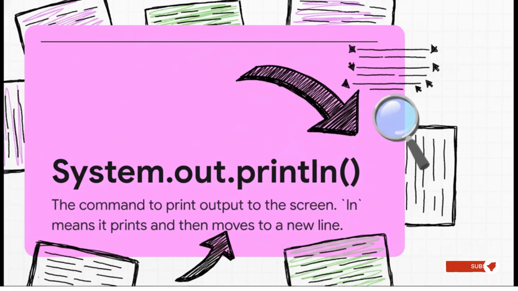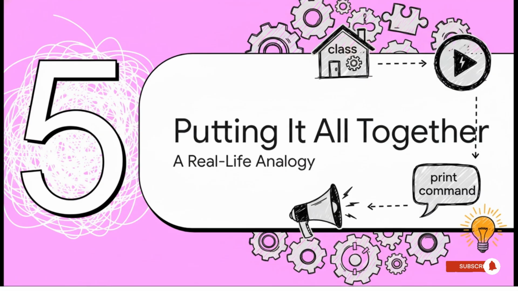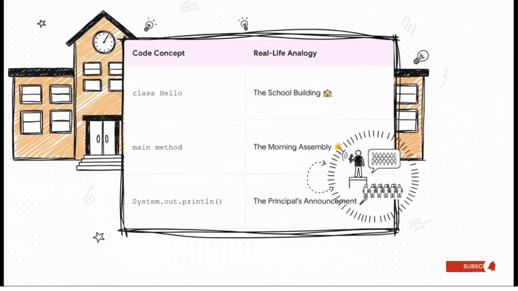Pretty straightforward, right? Okay, so we've looked at all the individual parts, the class, the main method, and that print command. Now, let's tie it all together with a super simple analogy that's going to make this whole structure just click. Here it is. I want you to think of your class Hello as the entire school building. It holds everything. Now the main method, that's like the morning assembly. It's the one place where everything officially kicks off for the day. So what's System.out.println? That's the principal stepping up to the microphone to make an announcement. See how it all fits? The announcement can only happen during the assembly, and the assembly has to happen inside the school building.